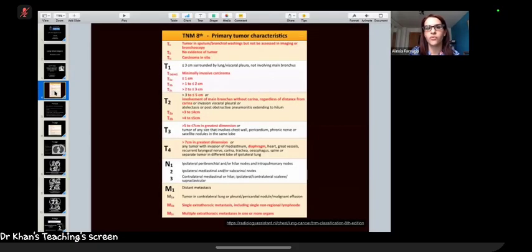So this is an overview, which I've adapted from Radiology Assistant, and we will break it down in order to make it simpler and hopefully easier for you to remember.